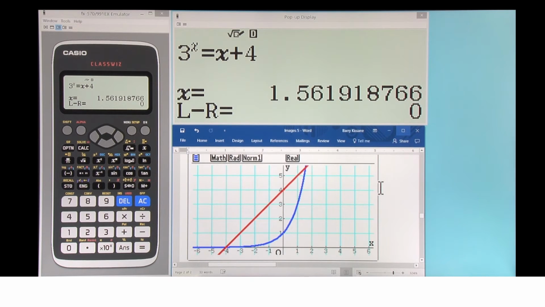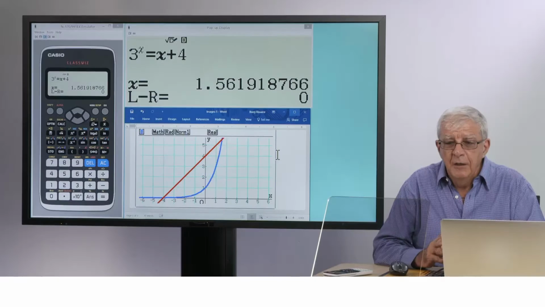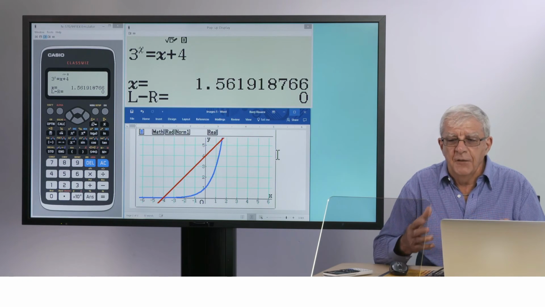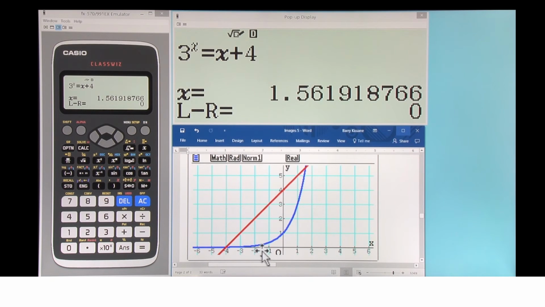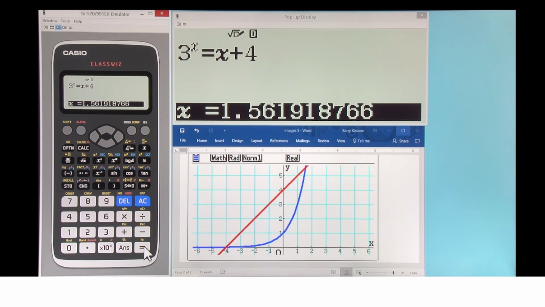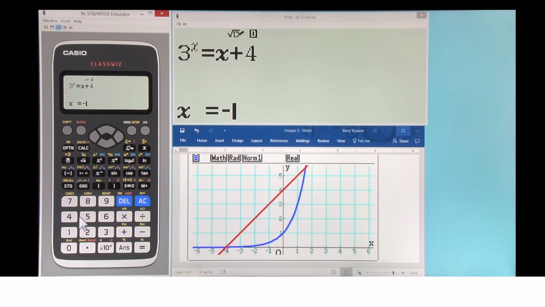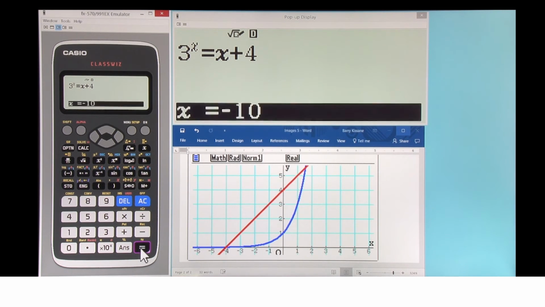The line y is equal to x add 4 is the red one. The exponential function is the blue one. It looks like there's another solution somewhere to the left of the origin. Looks close to -4, but we'll tap equals, we'll put in a guess that's somewhere near there. And to show you that it doesn't have to be too close, let's think about, say, -10 as a guess.